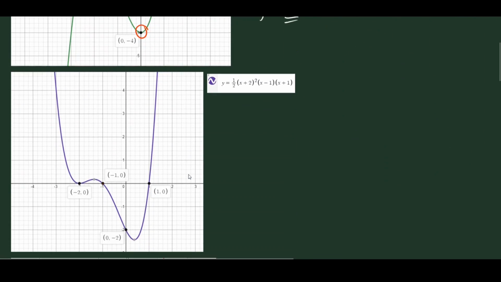Let us now take a look at other graphs. We have right here another graph. It is of degree 4. How do we determine its degree again? We determine the degree by looking at the number of turning points. How many turning points does this graph have? We have 1, 2, 3. So n minus 1 is equal to 3. Therefore, the degree n is 4.